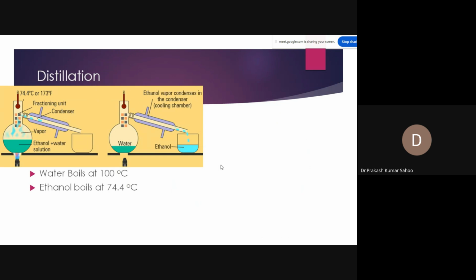And one is the distillation method. In this method, the dissolved salt in ordinary water gets separated by using a very common chemical apparatus or glassware in our lab, that is, the production or separation of demineralized water from ordinary water using a distillation plant.